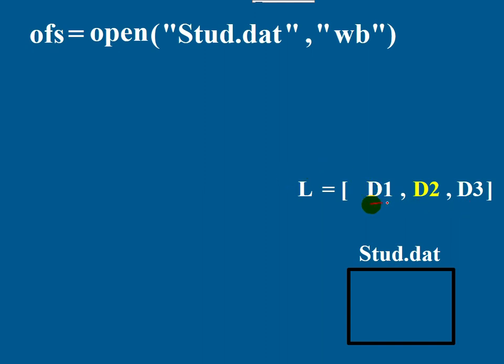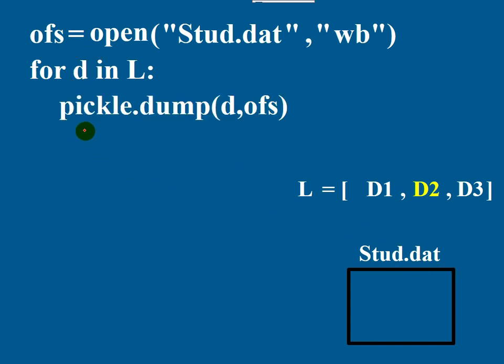Now you read each and every element of this list. So how can you read each and every element of the list? It is for D in L. So D contains each and every dictionary. That should be written to this binary file. So you can write pickle.dump D and the file pointer OFS. Once the use is over, you close the file. Now let me explain this using the example.